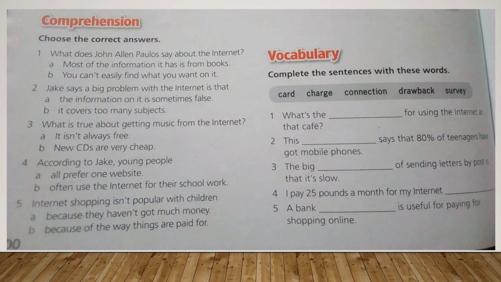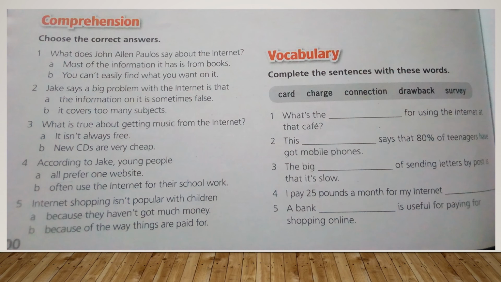2. Jake says a big problem with the internet is that A. The information on it is sometimes false. B. It covers too many subjects. The answer is A. Jake says a big problem with the internet is that the information on it is sometimes false. Remember in the text it was mentioned that unfortunately it also means that a lot of what is written on them is not true because anyone can create a website.